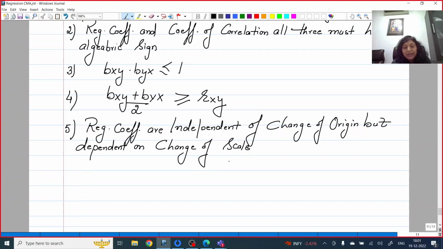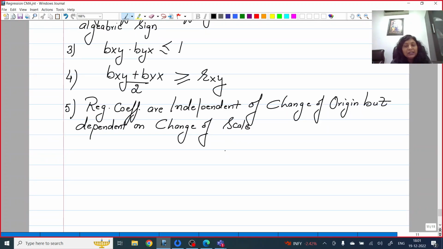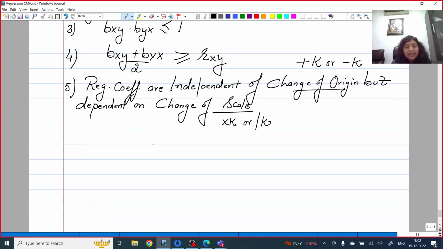So what it means, you have to understand. I have already explained the meaning of change of origin. Change of origin means addition of a constant or subtraction of a constant. And change of scale means multiplication of a constant or division of a constant. So regression coefficients are independent of change of origin, means they are not affected by adding or subtracting a constant, but dependent on change of scale means it is affected by multiplication or division of a constant.